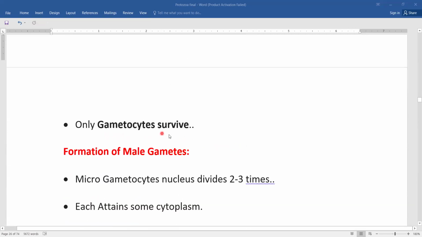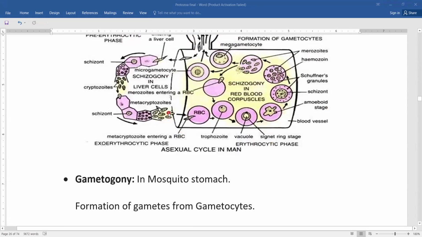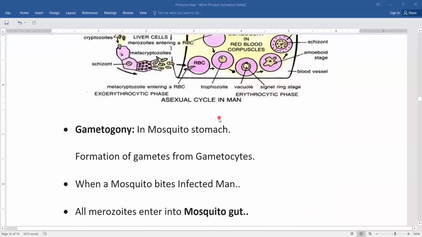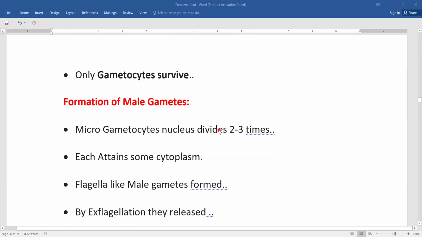Only gametocytes survive. Whatever is in the blood, the cryptomerozoites, metacryptomerozoites, micro and macro merozoites, and the gametocytes, they all reach the gut or stomach of the mosquito, but only the gametocytes can withstand the pH, temperature, or whatever the internal environment of the gut. So only the gametocytes survive in the mosquito gut.